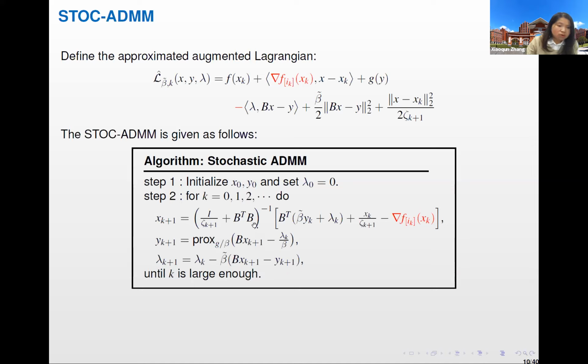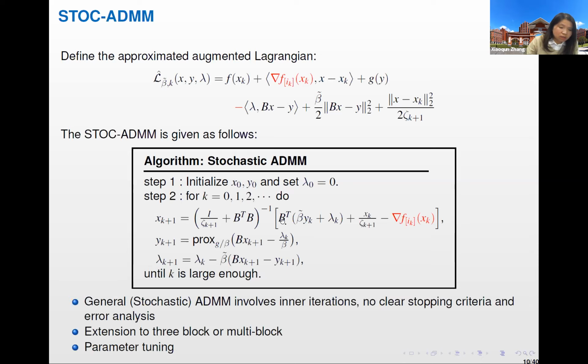The main computation cost may be on the inversion of this huge matrix. For example, as I mentioned, the inverse covariance matrix, if we have a high-dimensional statistical learning problem with a lot of features, can be a huge matrix, so this could be not easy to solve. In general, this stochastic ADMM involves some inner iterations, which we do not like very much because we do not have a clear stopping criterion and also error analysis, especially in the stochastic case. It's also not very straightforward to extend this formulation to multi-blocks, and of course, you always have parameter tuning.